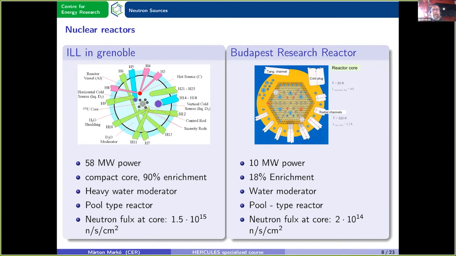It uses lower enrichment, 18% enrichment uranium. We have a simple water moderator and beryllium reflector, and the neutron flux at the core is 2 times 10 to the 14. It's because the geometry of the active core is completely different. This reactor is not designed primarily for neutron scattering. Meanwhile, ILL is designed just for neutron scattering experiments.